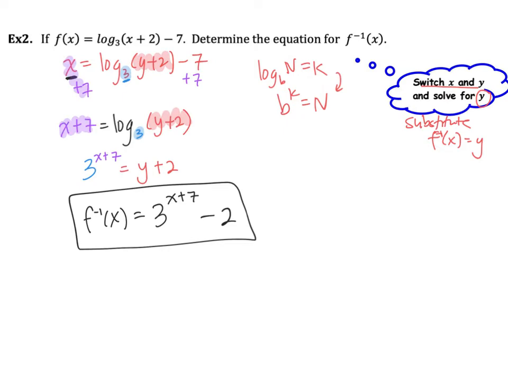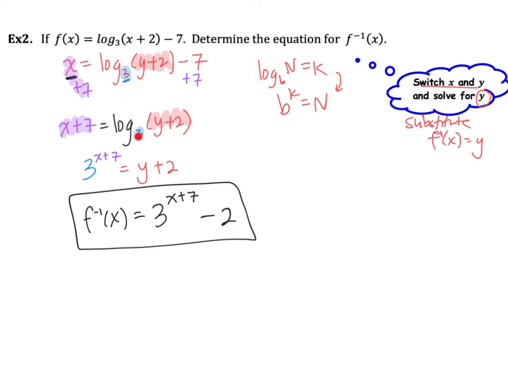All right, so did you get 3 to the power of x plus 7 minus 2 as your inverse function? So you had to have f to the negative 1 of x, right? What's the first thing I have to do? I have to isolate this log statement. If I don't isolate the log statement, then I can't change it into exponential form. So isolate the log statement first by adding 7.